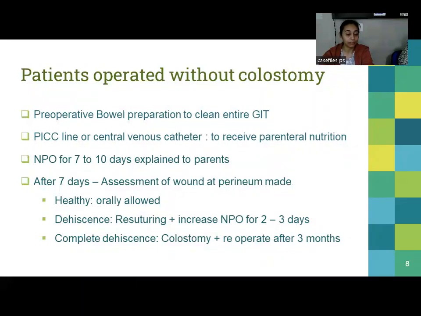After 7 days, an assessment of the wound at the perineum is made, and if the wound is healthy, the child is allowed oral feeds. If there is a dehiscence, resuturing can be done, and the NPO period is increased by 2 to 3 days. If there is a complete dehiscence, another colostomy is done, and the child is reoperated after 3 months.